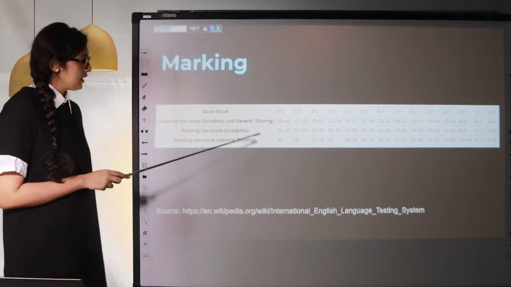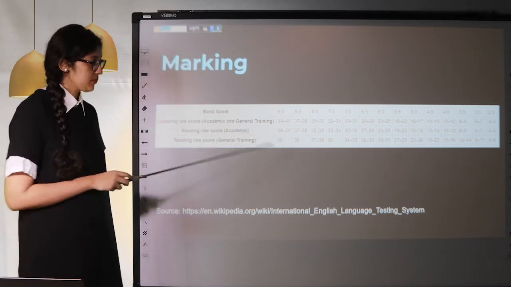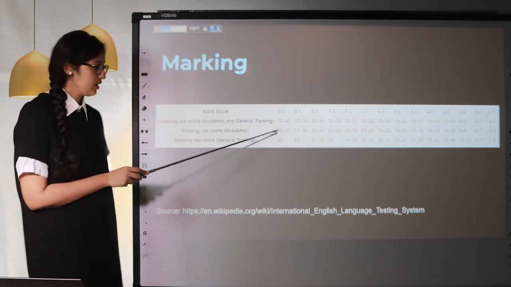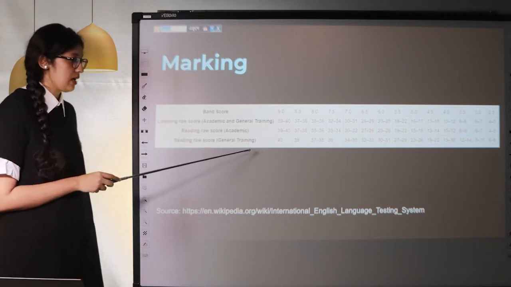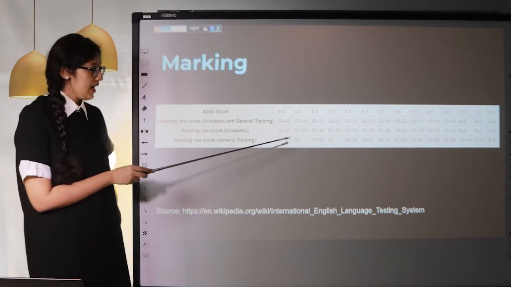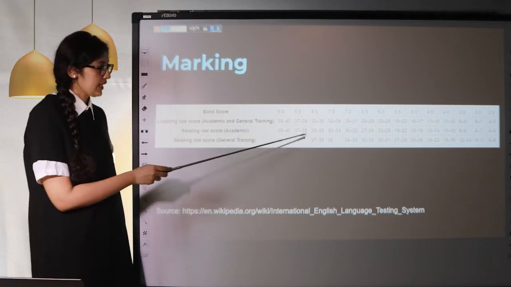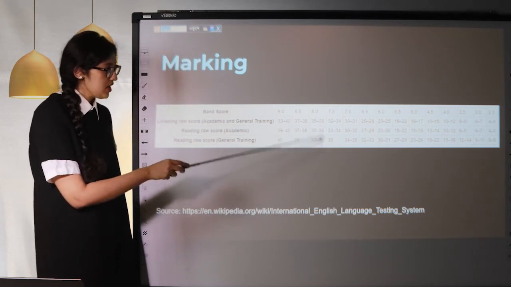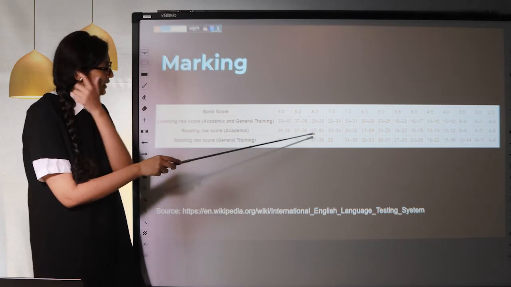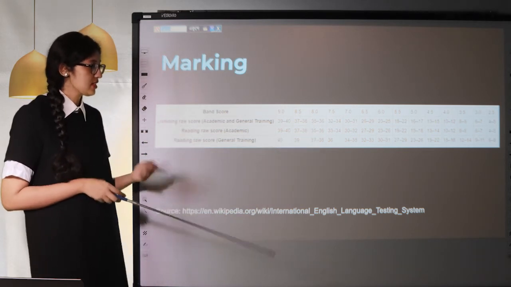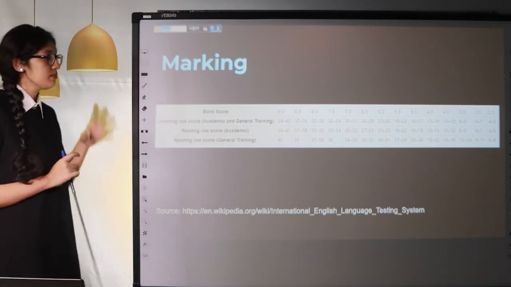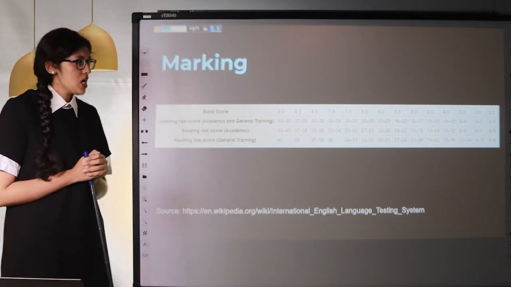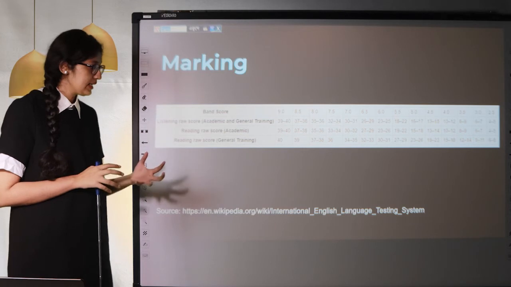So if you're taking the academic reading exam, for getting band 9, you have to get 39 or 40, whereas if you're taking the general training exam, you have to get 40. And let's say you want to get 8: for general training it's 37 to 38, whereas for the academic reading exam it's 35 to 36, which is actually less than general training. The main reason for this is that the general training questions are less complicated than the academic reading exam.